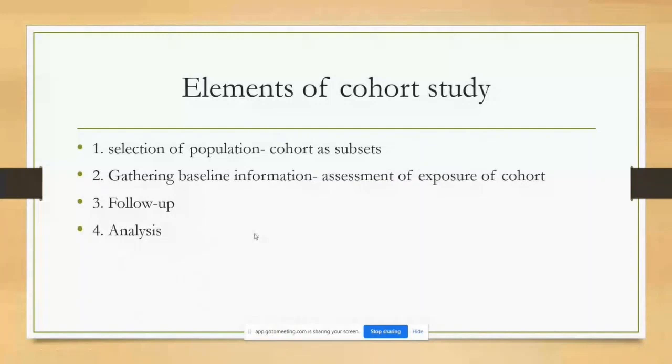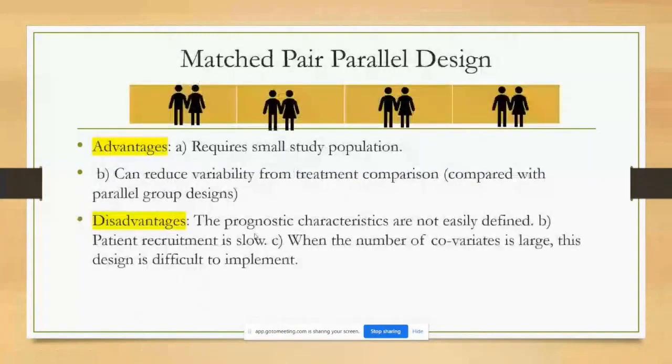The next study design is the matched pair parallel design. Here we can see that these two are matched with similar characteristics, and as a parallel one at a time we can compare the results and find out which pair gives more outcome. The advantage of this study is that it requires a small study population. Whenever the population is small, we can design this type of study.